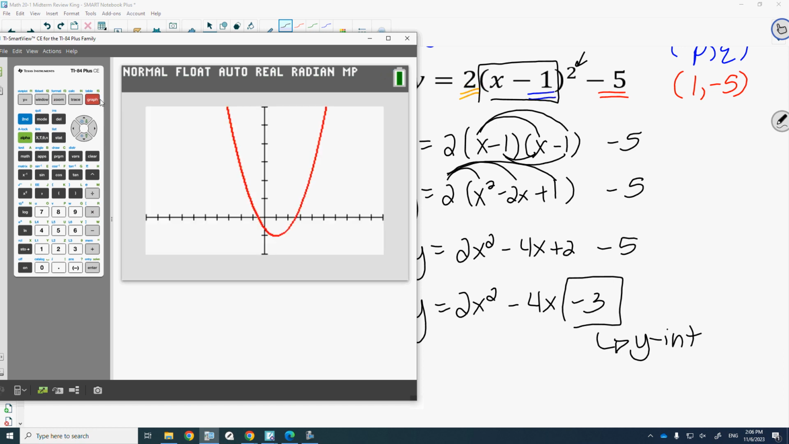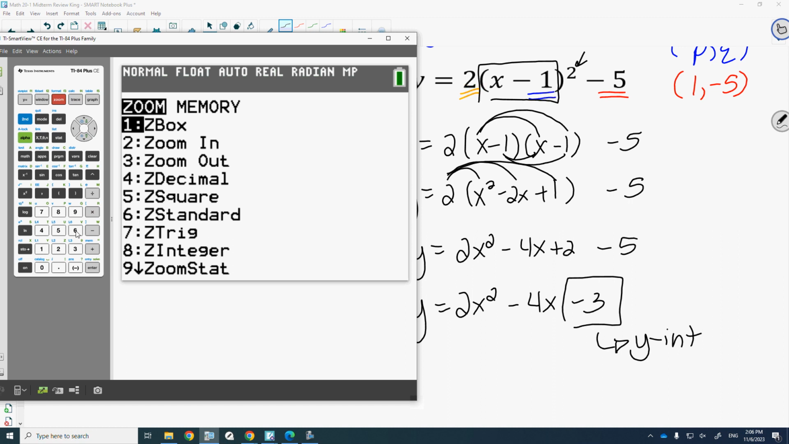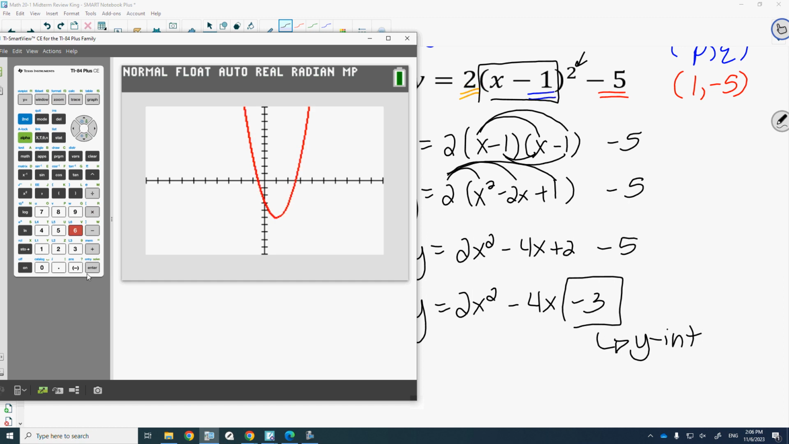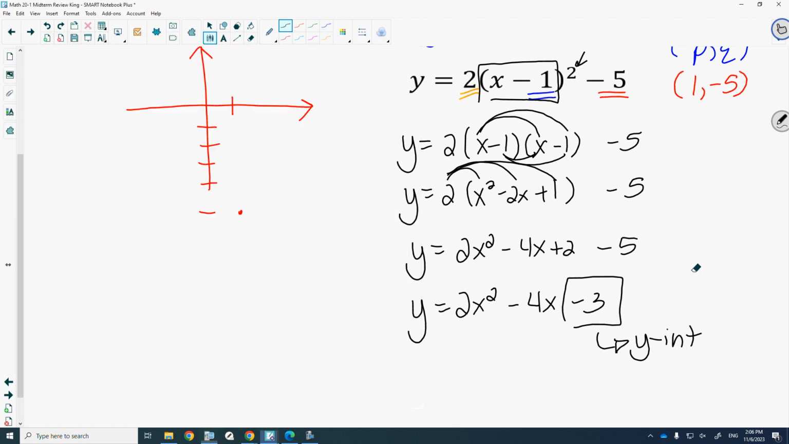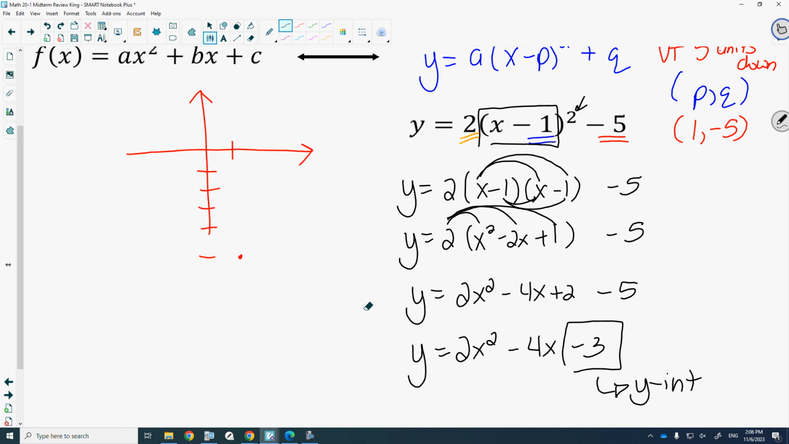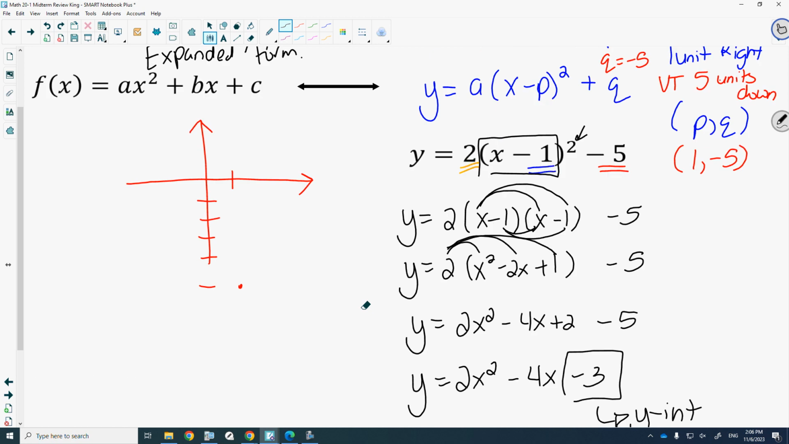Okay, so I could tell I did this correctly. I'm just going to do Zoom 6 standard. Okay, so this graph needs to be symmetric, but it also needs to go through -3. So it would look something like this. The vertex here is at 1, -5.